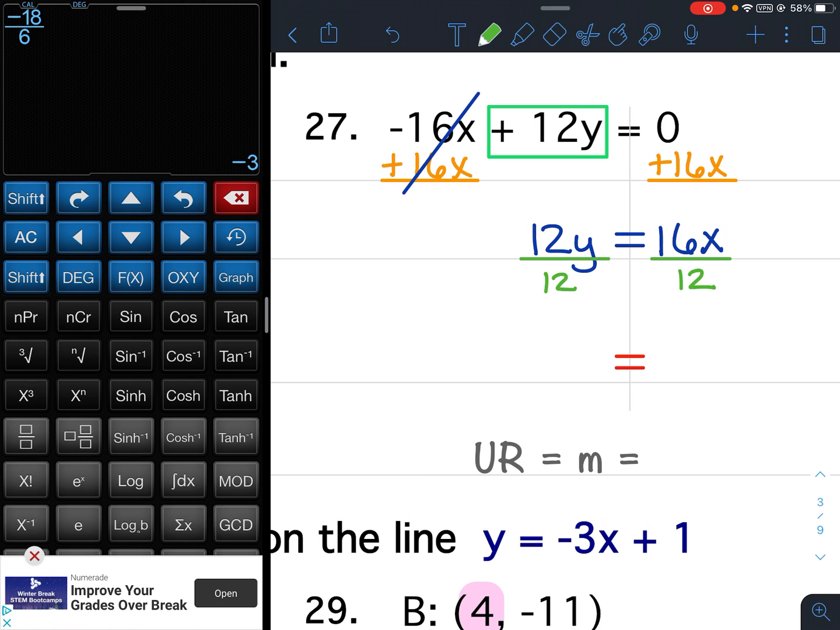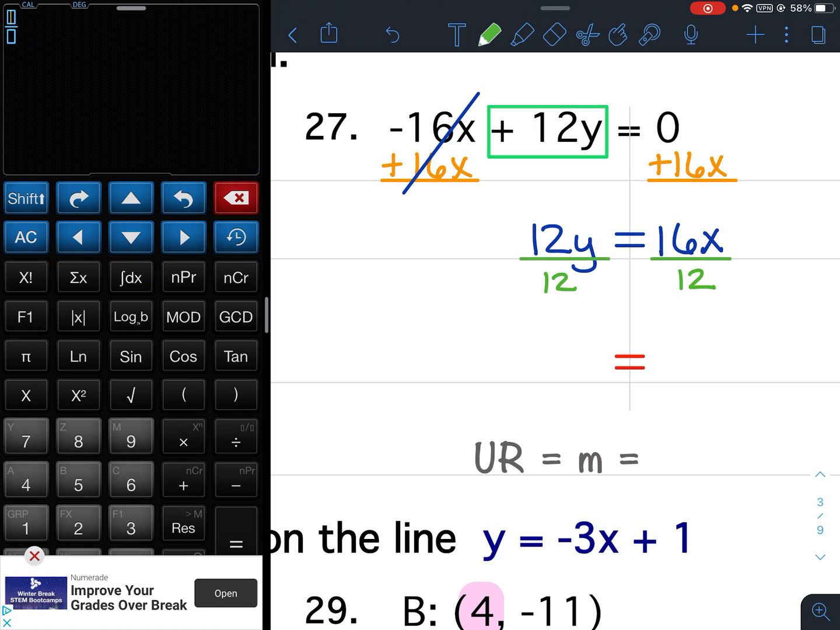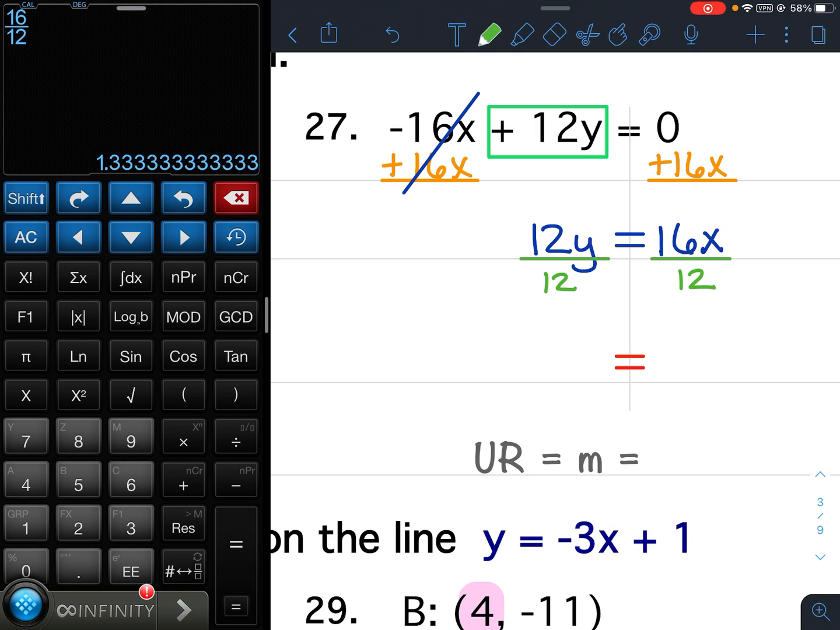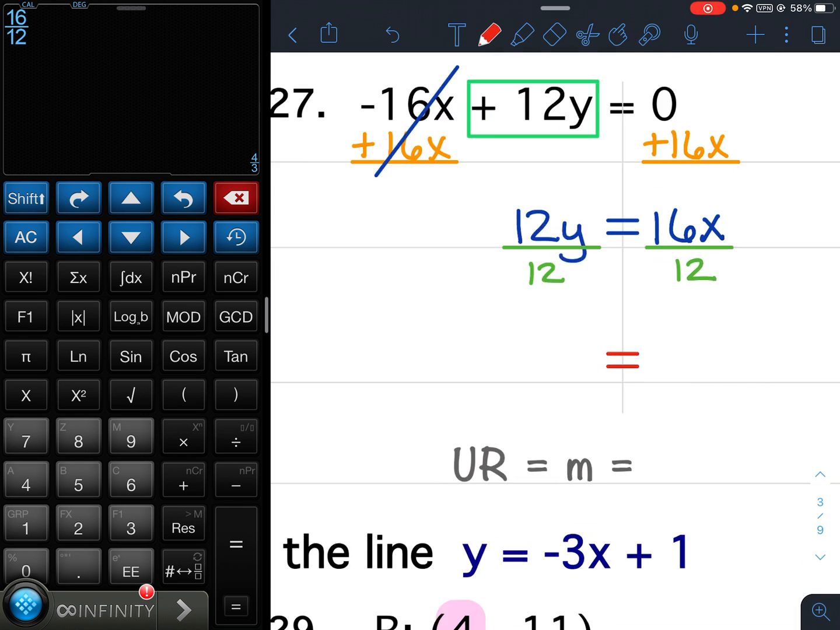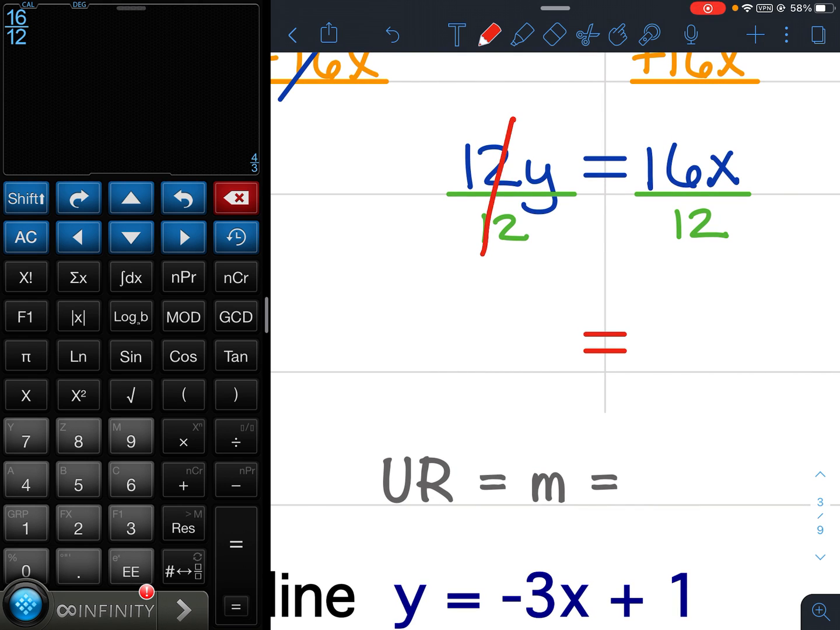So in my calculator, you put in the fraction 16 over 12. Again, see how it gives me that decimal? So I'm going to change that to the fraction. It's going to be the improper fraction 4/3. So y equals 4/3 x.